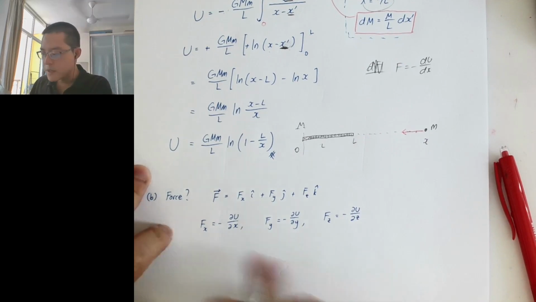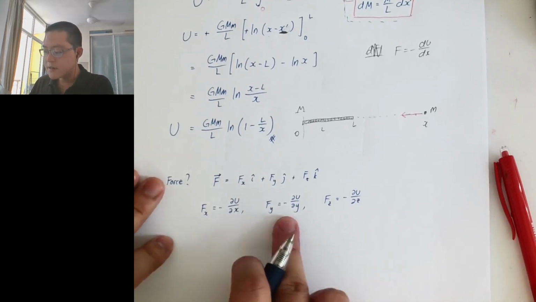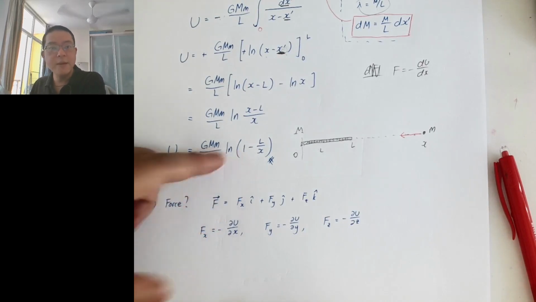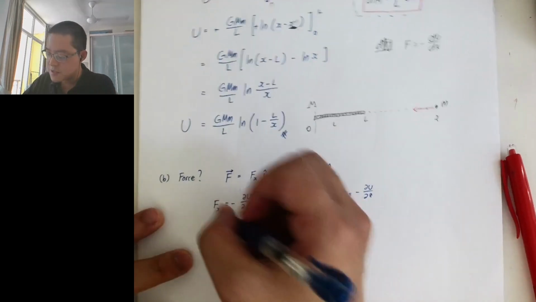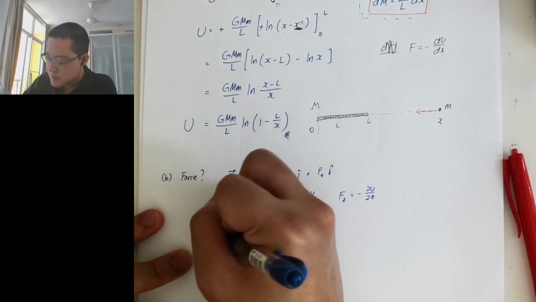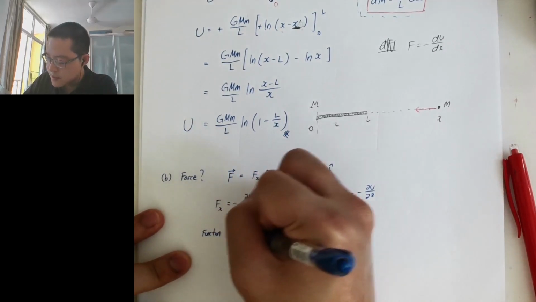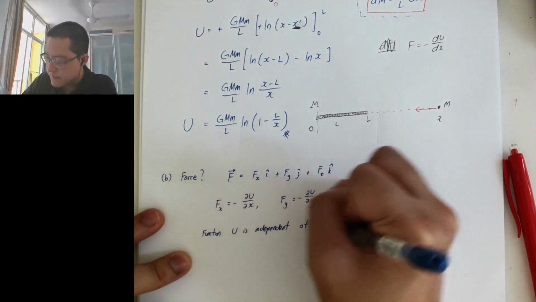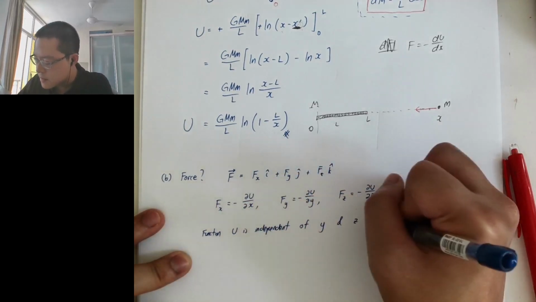So we got this, but from here we see that our potential energy is independent of the y and z directions. The function U is independent of the y and z coordinates.